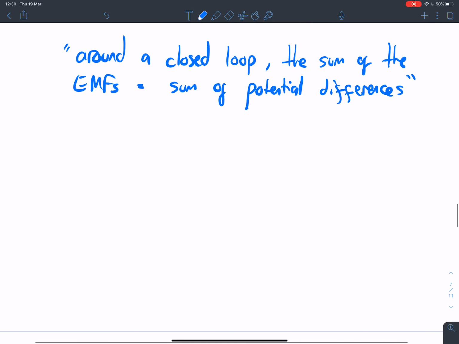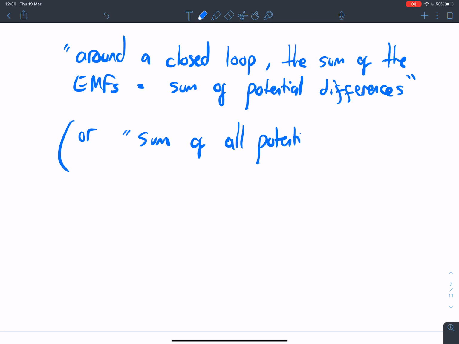Or, in other words, in the absence of any EMFs, in the absence of any cells, the sum of all potential differences equals 0.